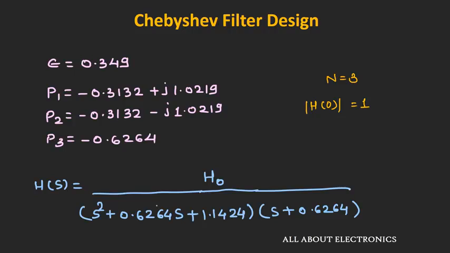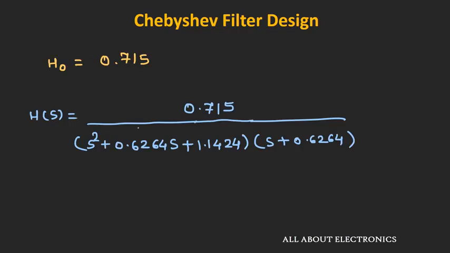And through that we will get the value of h0 as 0.715. So in this way we will get a transfer function of our filter. Now apart from this, in this example we have been given that we are providing a 5 dB of gain to this filter. Now this 5 dB is nothing but 10 to the power of 0.25, which you can get by equating it with 20 log of A.